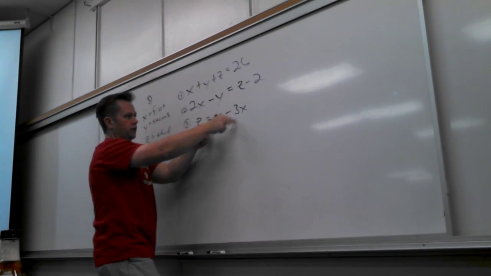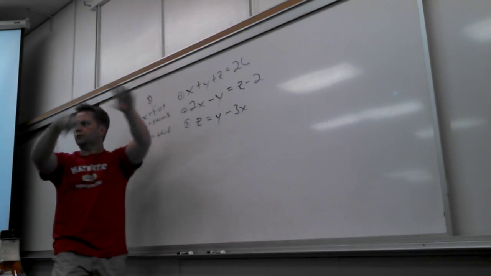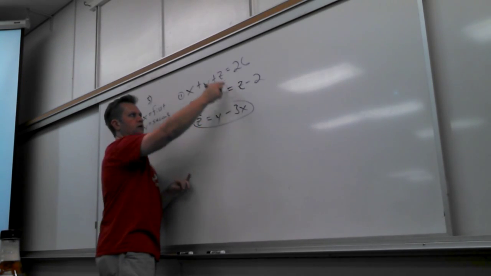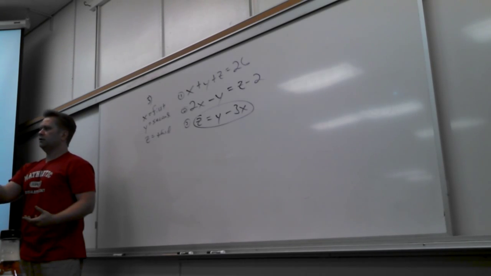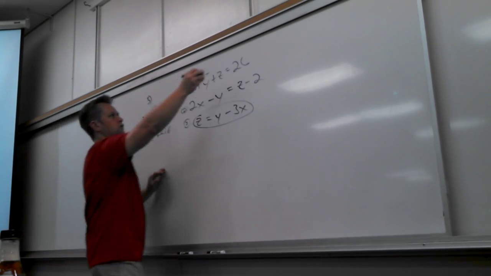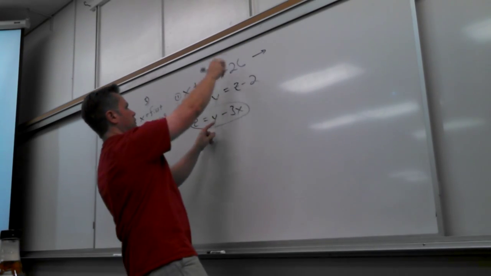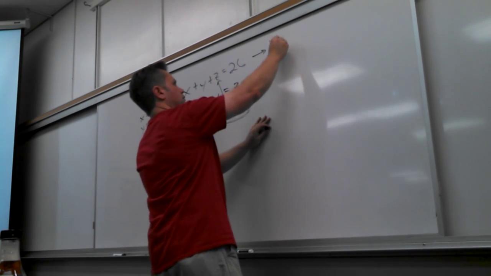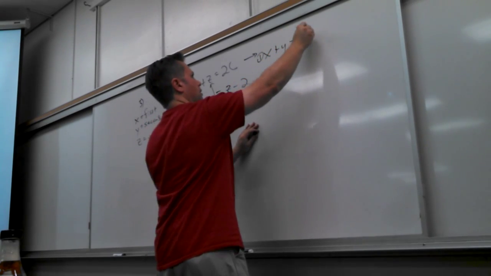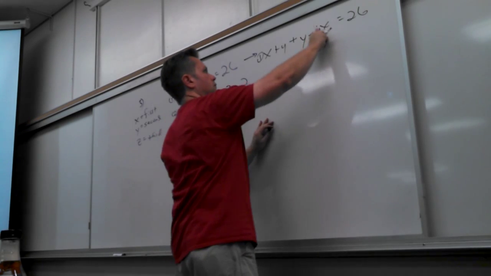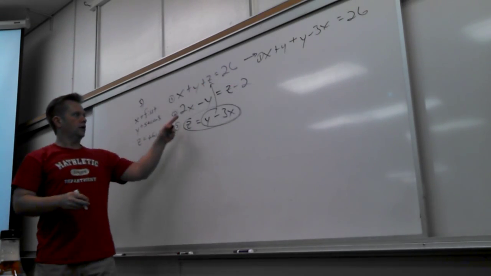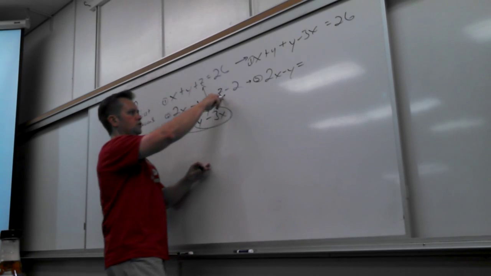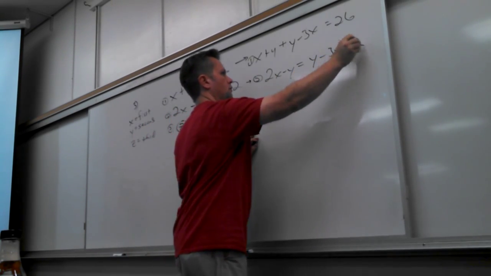So I could bring these over and then kill X twice or whatever like we would normally. Or what might give you the idea is, oh, I could plug that in for there, and I could plug that in for there. So you want to try that way? Sure, man, why not? All right, so what happens to the first equation? First I just plug this in place of Z. So I get X plus Y plus Y minus 3X equals 26. And on the second equation, it becomes 2X minus Y equals Y minus 3X minus 2.